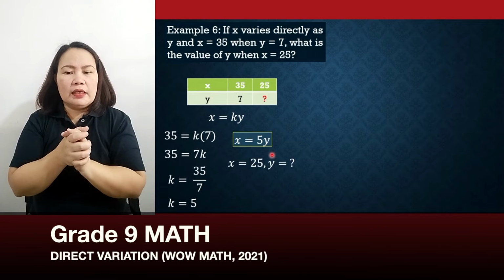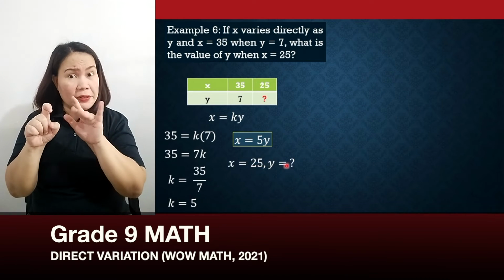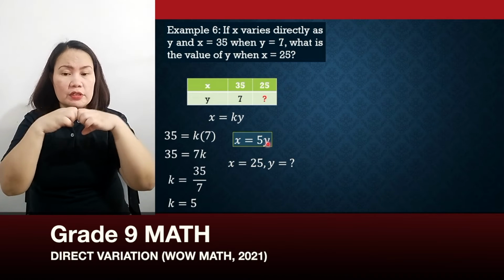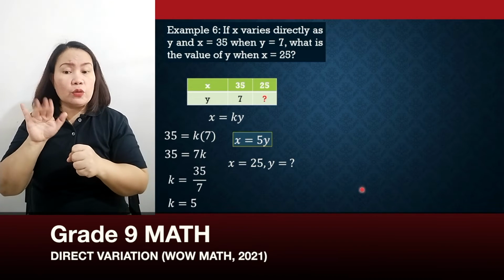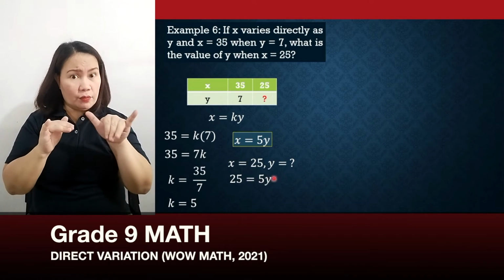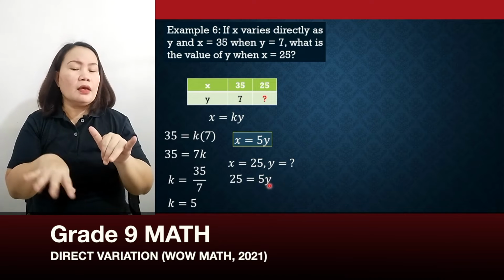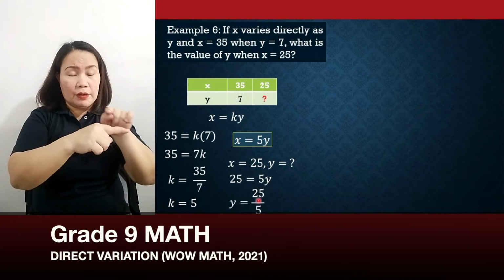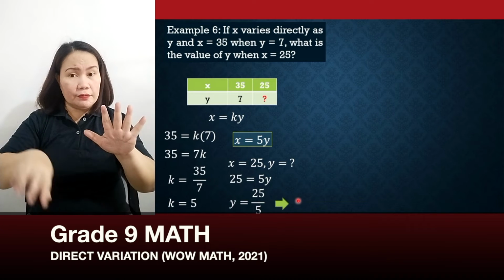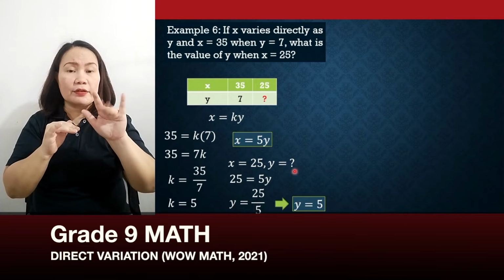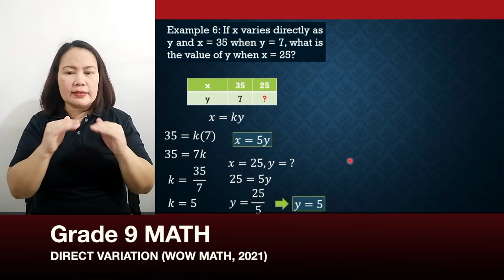Paano? Sabi kasi, kapag ang x daw ay 25, ano yung value ng y? So, gamit yung equation na to, substitute lang natin yung x natin, which is 25. So, 25 is equal to 5y. Solve for y. To solve for y, divide both sides by 5. So, y is equal to 25 divided by 5. Therefore, y is equal to 5. So, kapag ang x is 25, y is equal to 5.